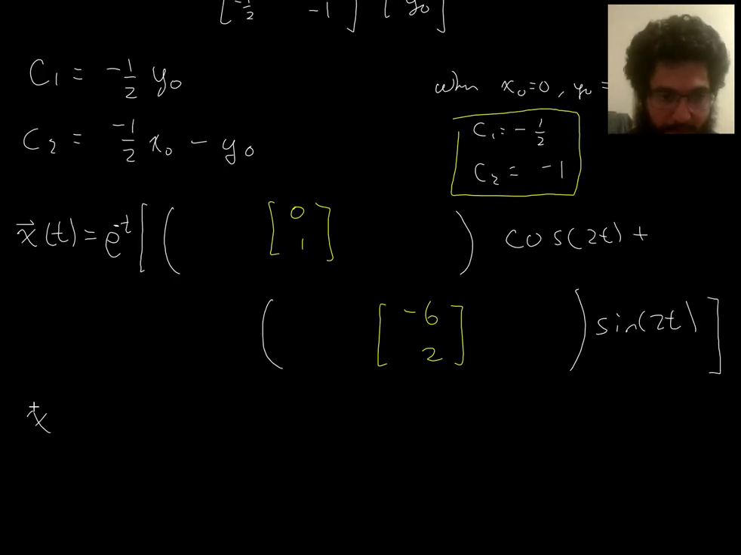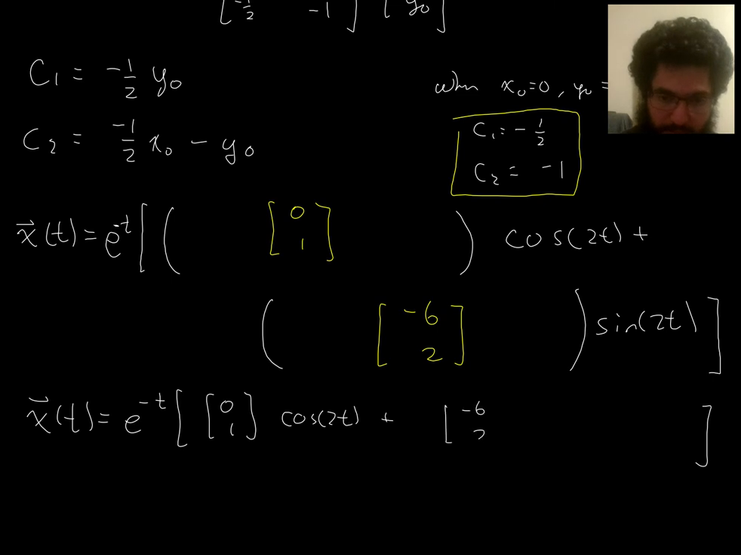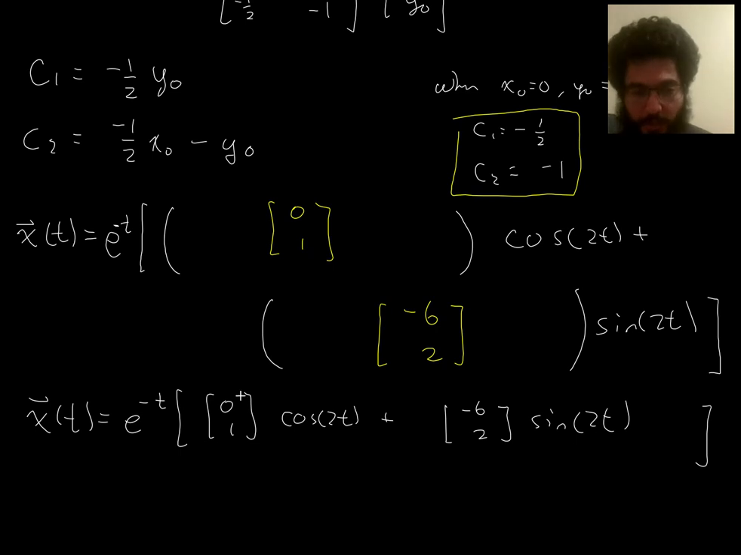So let me just go ahead and rewrite it. X of t is an overall e to the minus t, and then I've got the vector 0, 1 times cosine 2t plus minus 6, 2 times sine 2t. And you see, when I'm making my phase diagram, these two vectors, 0, 1 and minus 6, 2, are like what I was calling A and B, the vectors that, before the distortion into an elliptical shape, were pointing to the east and the north poles of a circle, of a unit circle.